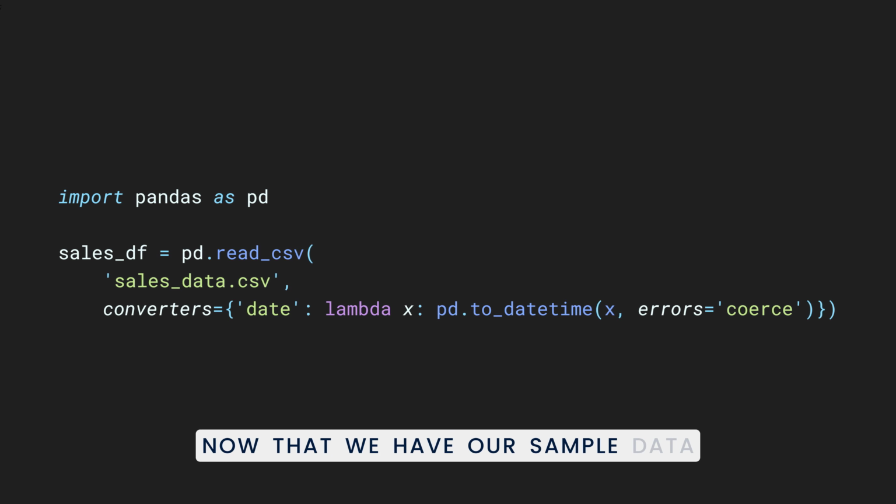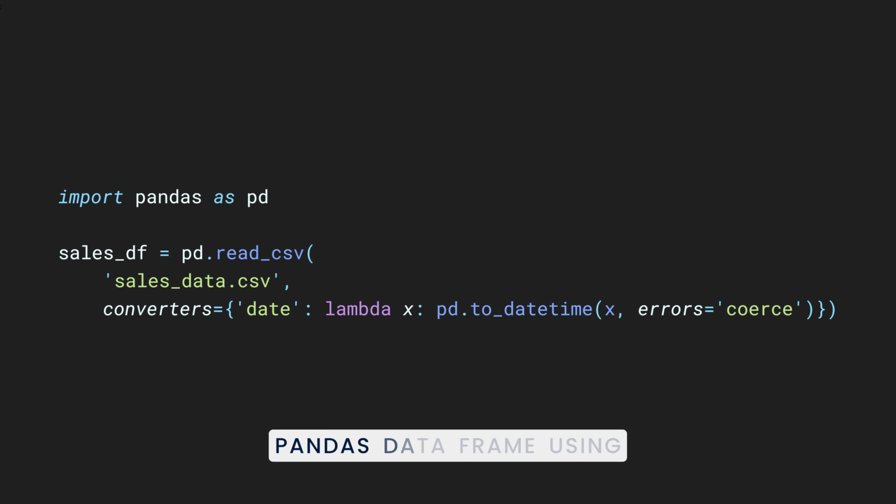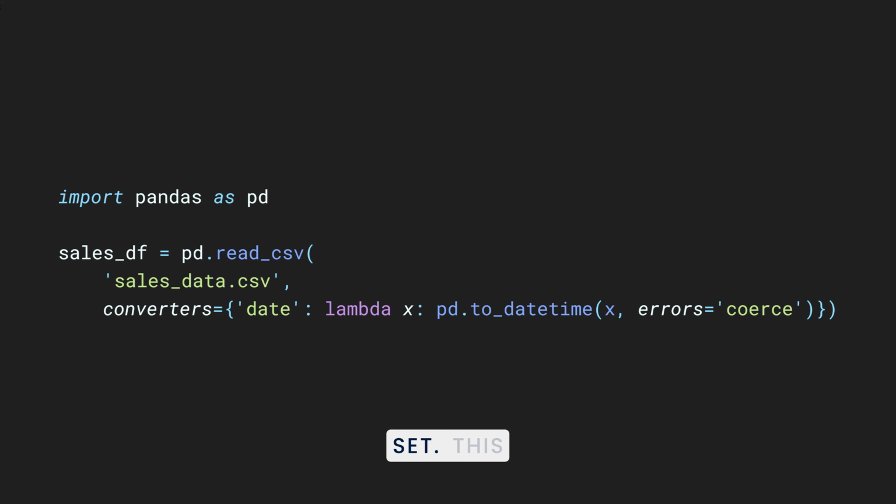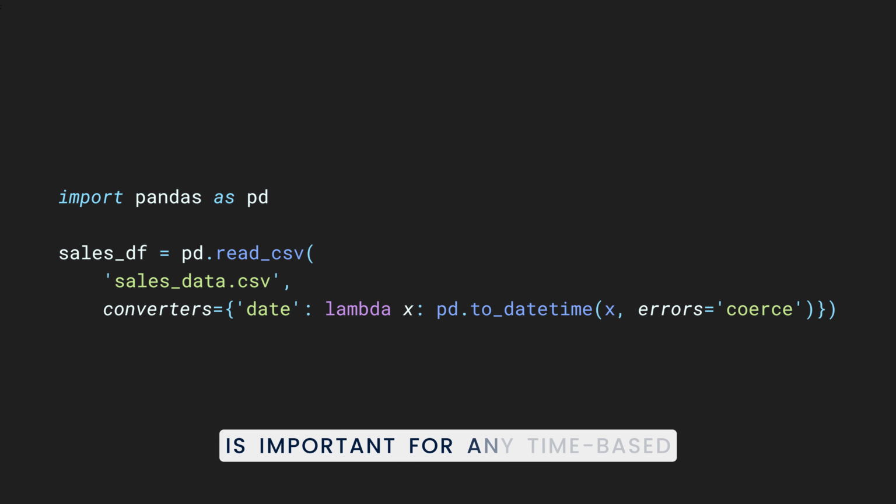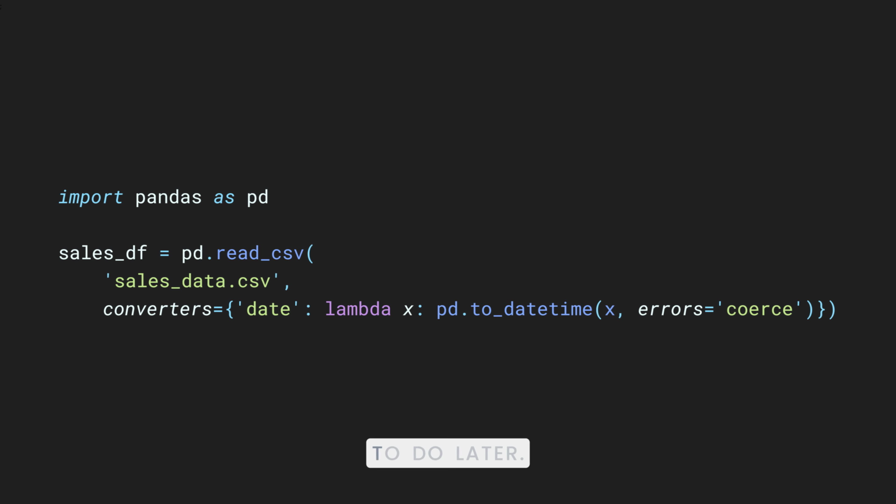Now that we have our sample dataset, we can load it into a Pandas data frame using the read_csv method like we discussed earlier. Here, we're also using a converter to ensure that the date column is read as a datetime object. The errors equals coerce parameter in the pd.to_datetime method ensures that any invalid parsing will be set as NaT, not a time, which is useful for handling inconsistent or malformed date entries in your dataset. This is important for any time-based analysis we might want to do later.